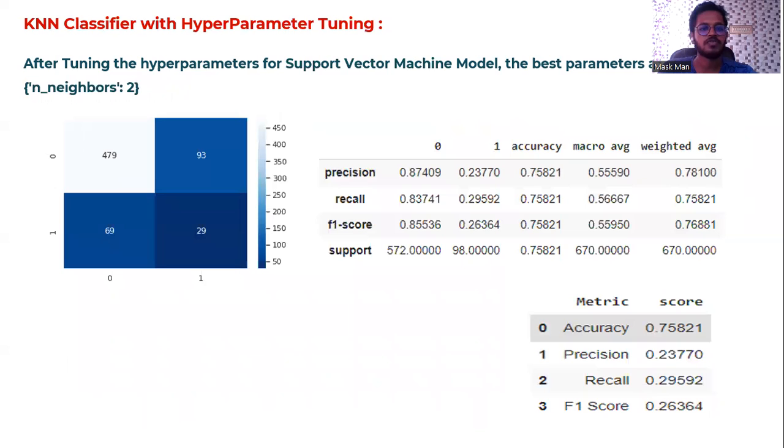And KNN classifier with hyperparameter tuning. Here, after hyperparameter tuning, the best parameter is n neighbors equal to 2. And here we can see the confusion matrix for test data, classification report and evaluation matrix. It has a 26% F1 score, 29% recall and 23% precision.